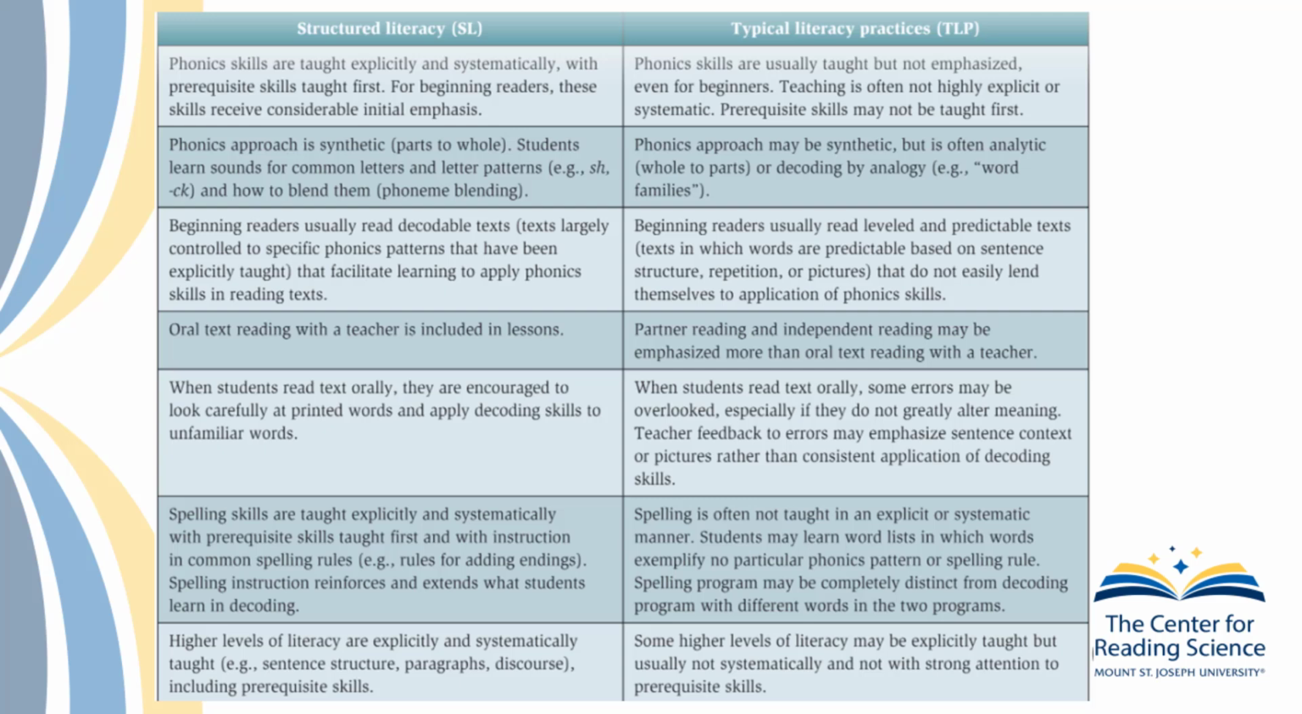4. Oral text reading is included in the lesson versus only individual or partner reading. 5. The focus of reading and correcting errors is on using decoding skills versus overlooking some errors or guiding students to meaning-based cues. 6. Spelling is also taught explicitly and systematically versus more random word lists.